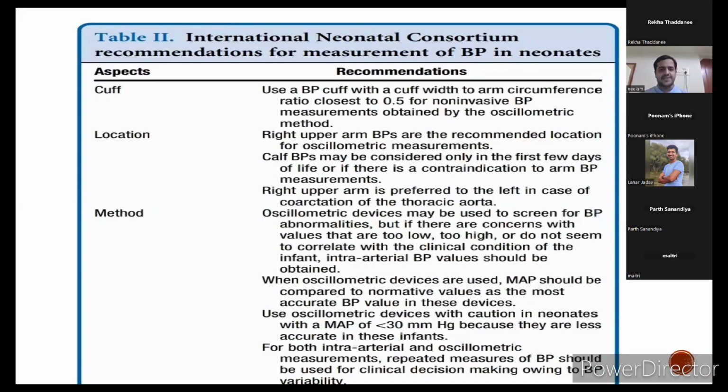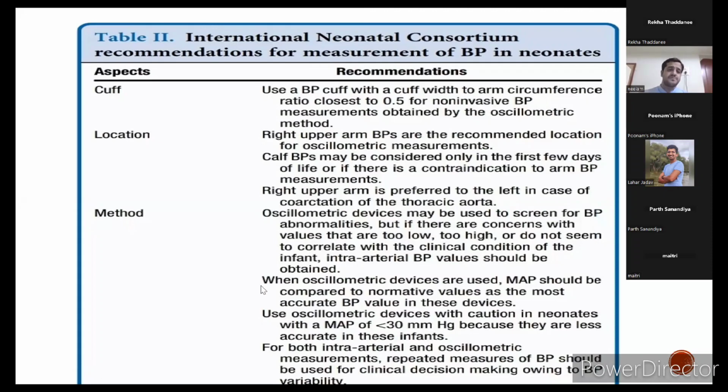So nowadays, all the multi-para monitors which we are using in our NICU have the ability to show you a trend of BP. I will not be worried about a single value, but if the BP values are persistently on the lower side, then it should sound an alarm to you.